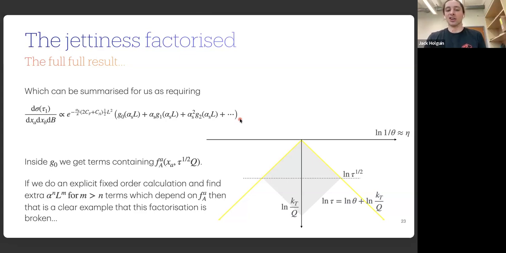How would factorization breaking look if it were present in this formula? Well, a really obvious sign of factorization breaking would be if there were terms that looked like alpha S to some n times a log to some m, where m is larger than n. So for instance, if we found an alpha S to the 4 log to the 5 that doesn't have this functional form, that would be a very obvious breaking of the factorization, especially if that log depended on the PDF. That cannot be described by this factorized approach.